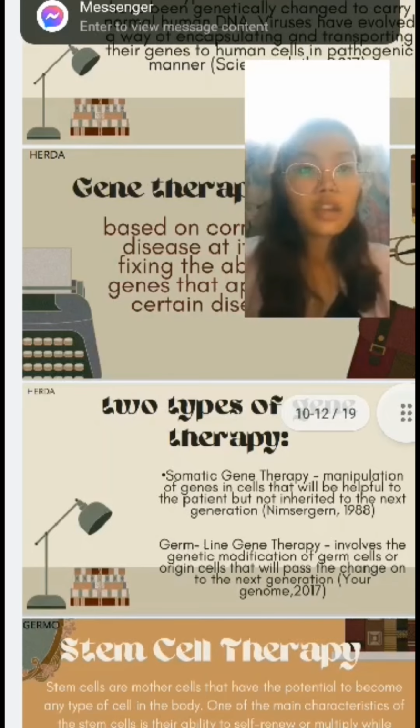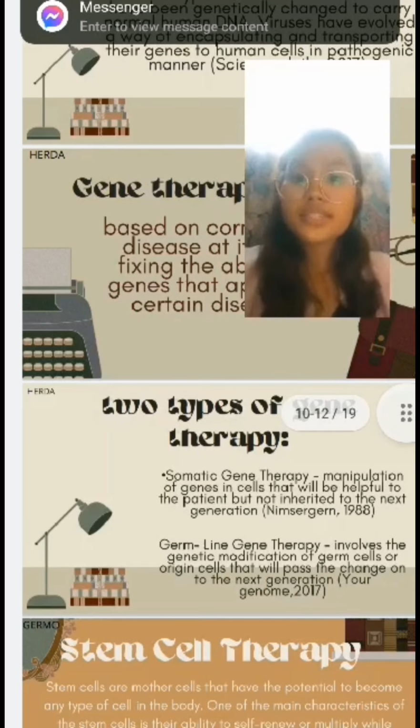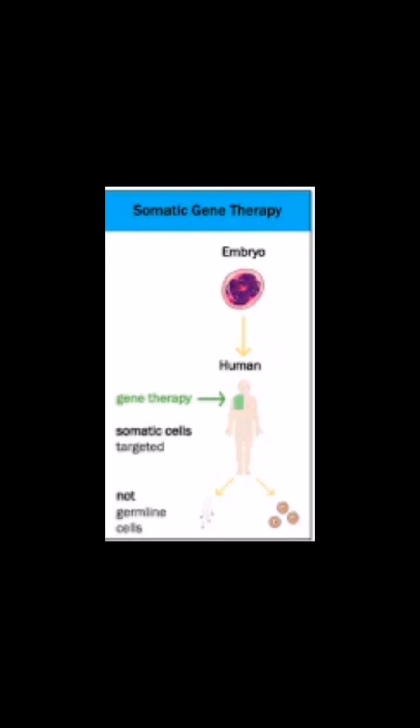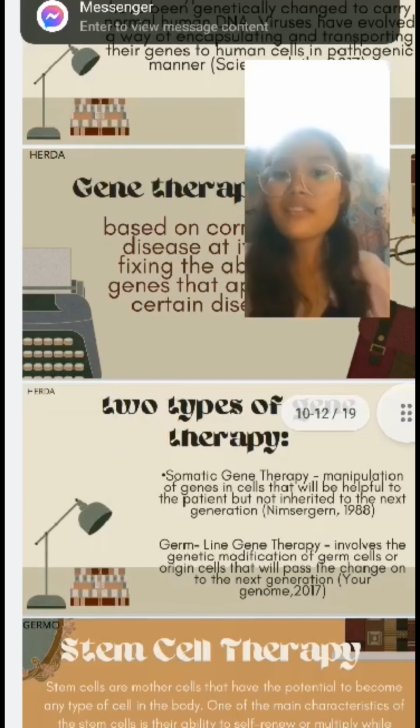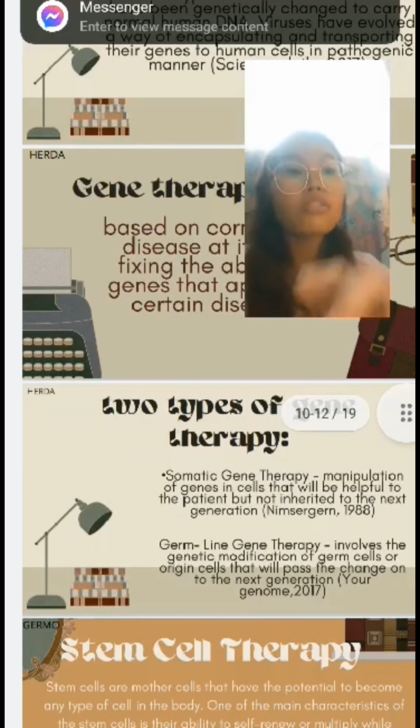Now I will be talking about the two types of gene therapy. The first type is somatic gene therapy. Somatic gene therapy is the manipulation of genes in cells that will be helpful to the patient but not inherited by the next generation. This is according to BSCRIM, 1988. The second one is germline gene therapy.